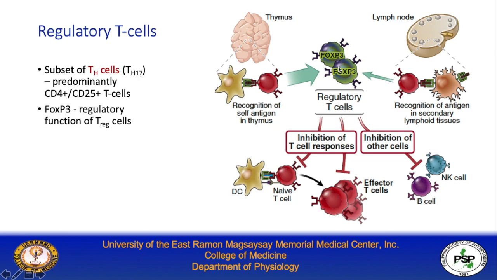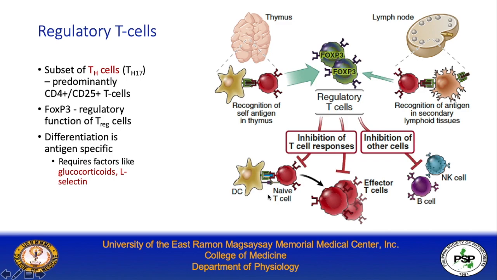Once this FOXP3 pathway is activated, the regulatory T cells would secrete anti-inflammatory cytokines, which would inhibit the helper T cells, the cytotoxic T cells, and other cells like B cells and natural killer cells. However, for FOXP3 to be activated, it requires other factors. Examples would be L-selectin and the anti-inflammatory hormone glucocorticoids, or cortisol.